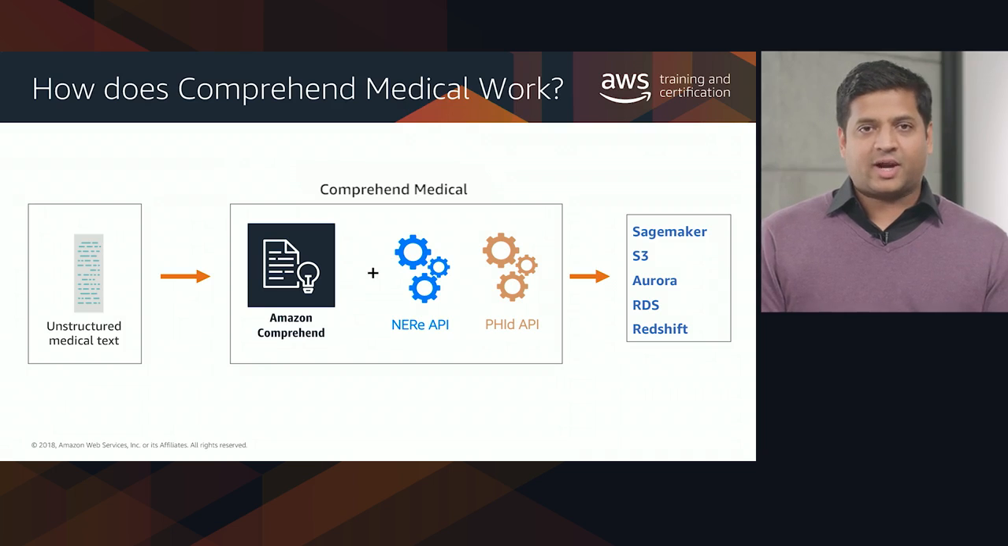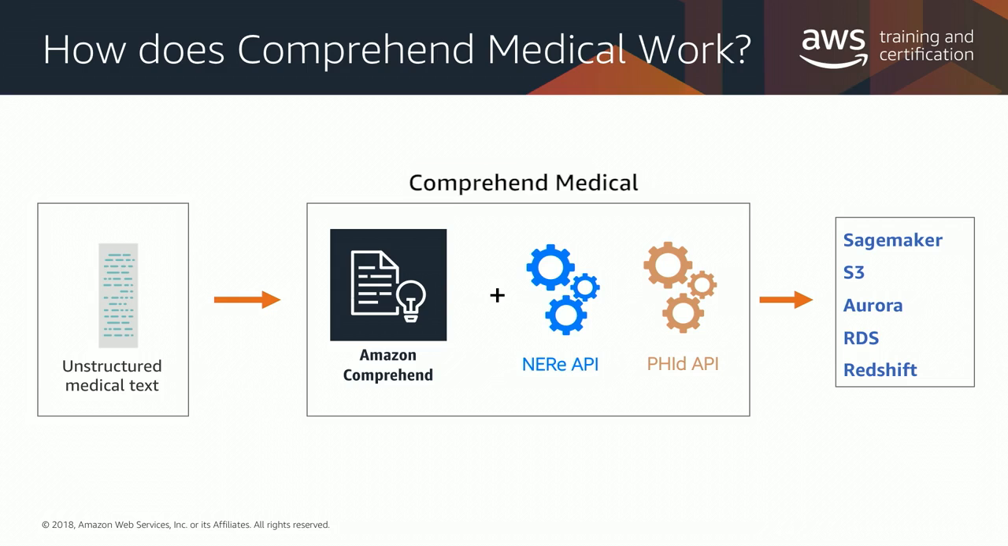Developers can easily integrate Comprehend Medical into their data processing pipelines with tools like AWS Glue. They can also access it from SageMaker and extract structured data to build accurate models for healthcare use cases. Once the text is extracted, it can be stored in services like S3, Aurora, RDS, and Redshift, or any third-party service. What does this mean for you?